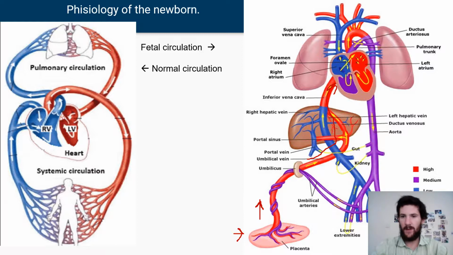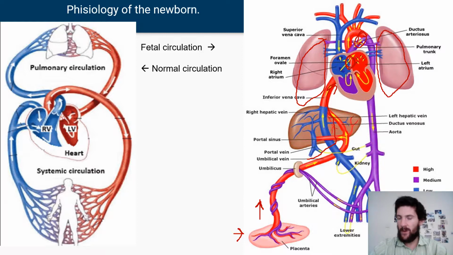Okay, so here we have the foramen ovale shunt that goes from the right atrium to the left atrium, and the ductus arteriosus shunt that goes from the pulmonary arteries to the aorta. So these shunts allow the circulation to stay like a fetal circulation, okay? And the fetal circulation bypasses the lungs because the lungs are not working.